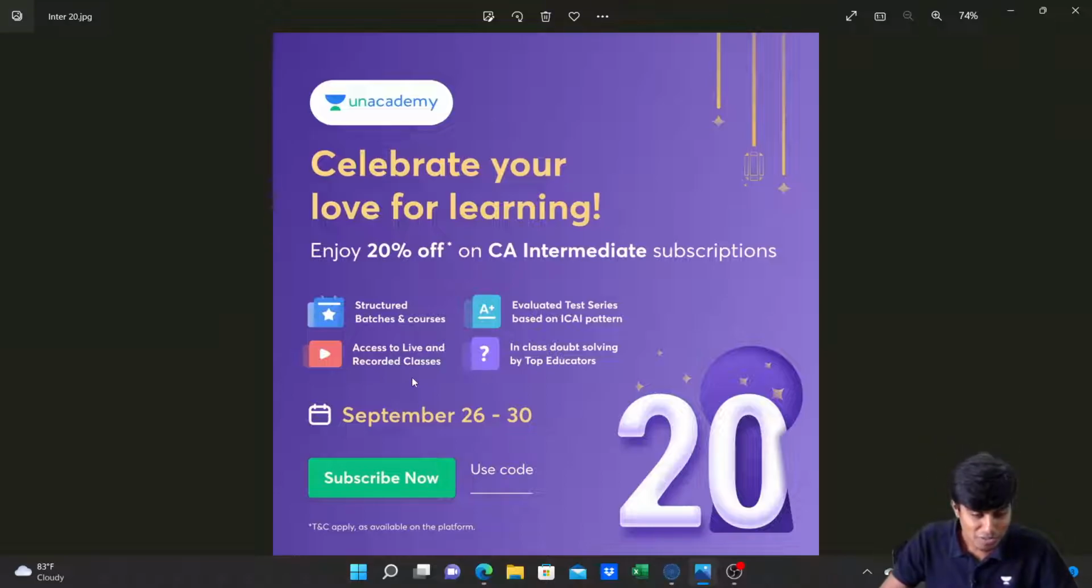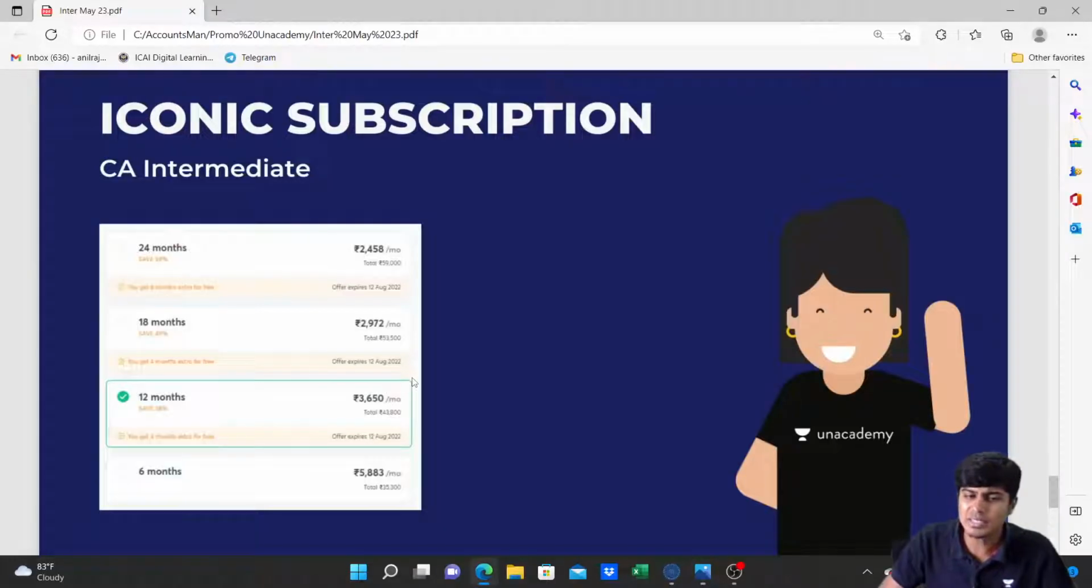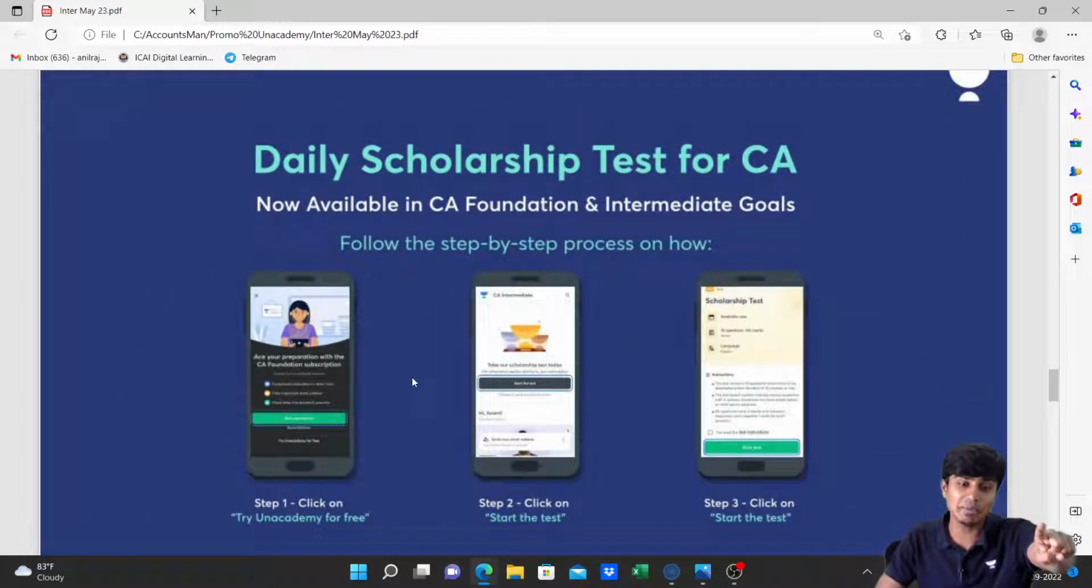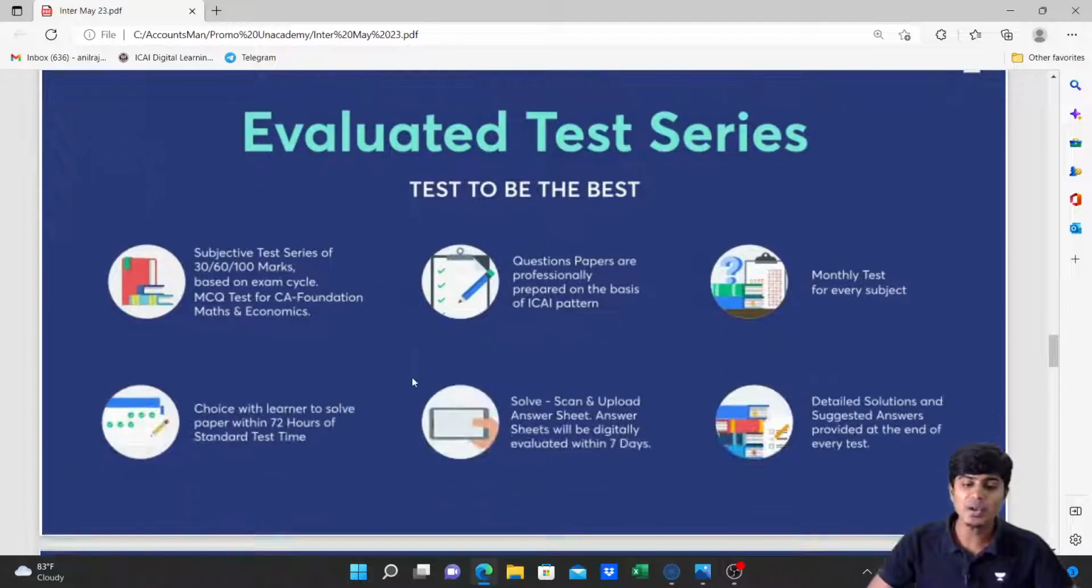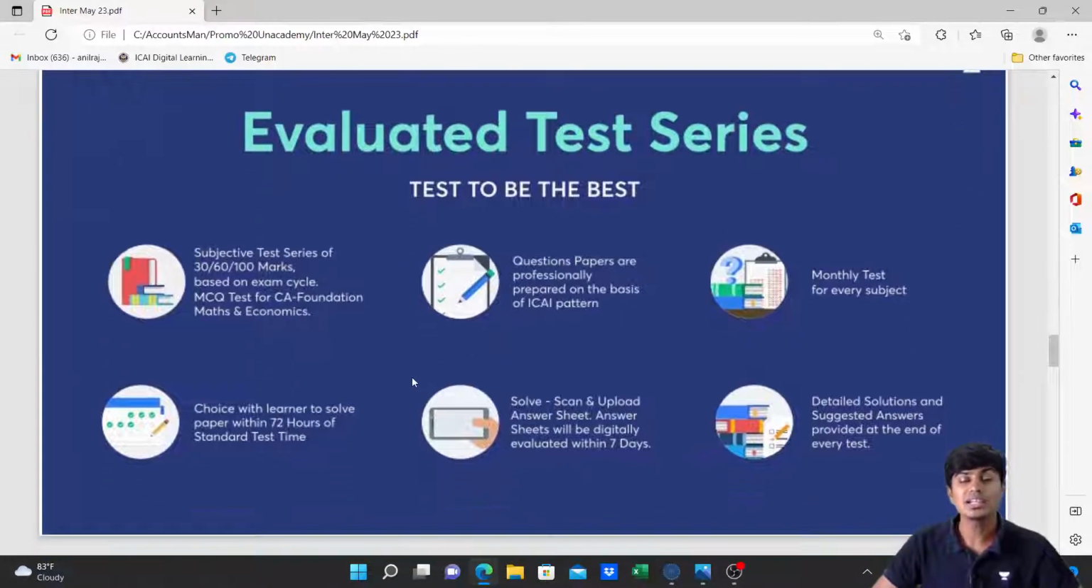Before I go any further, one last important thing for people who are writing their examination in November 2022: there is an evaluated test series that's happening, using which you can test your preparation. So 30, 60 and 100 marks, the level is going to increase unit-wise, chapter-wise, and 50% of the syllabus, 60% of the syllabus, that way. So you can take up this evaluated test series wherein the question paper will be set in the ICAI pattern, corrected by skilled people, and they're going to give you detailed comments as to exactly where you're lacking. And a monthly test is also conducted for every particular subject.